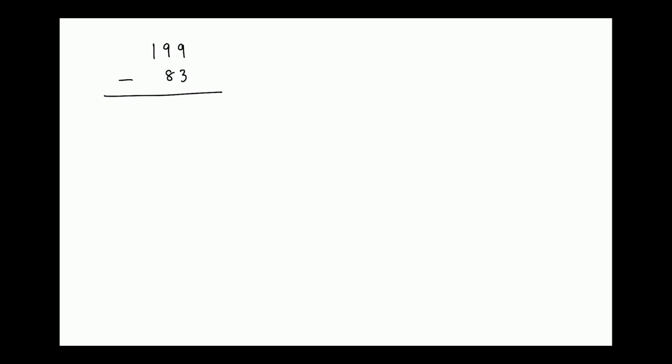Well, first we're going to do this the right way, and then we'll do it the magic way. If you were back in elementary school and you had to do this, you would say, okay, 3 from 9 is 6. 8 from 9 is 1, and 0 from 1 is 1. So the answer is 116.